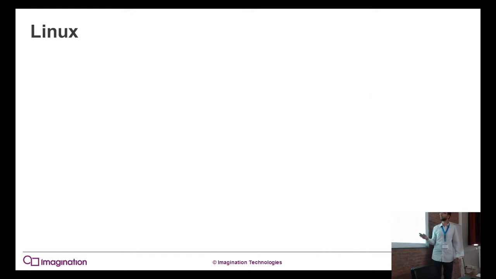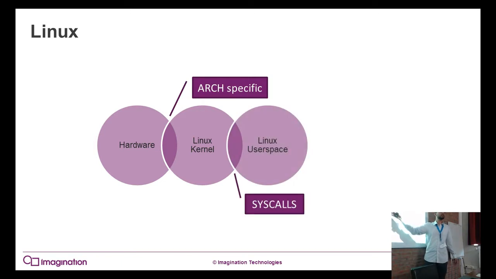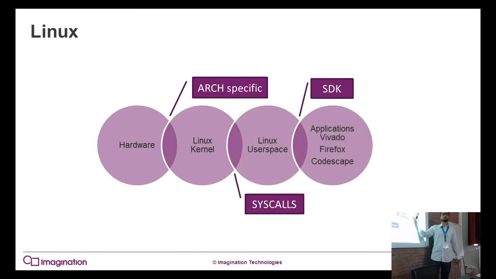Okay. So similarly, Linux runs on a hardware platform. You have the Linux kernel, and then you have the Linux user space, and you go up to applications like Vivado, Firefox, or something like that. Okay. So we call this boundary between hardware and Linux kernel architecture specific. So you can run Linux on your laptop, on your server, these are Intel processors. You can run Linux on your Wi-Fi router, that's a MIPS processor. On your phone, it's ARM processors. So this is an architecture-specific layer, okay?